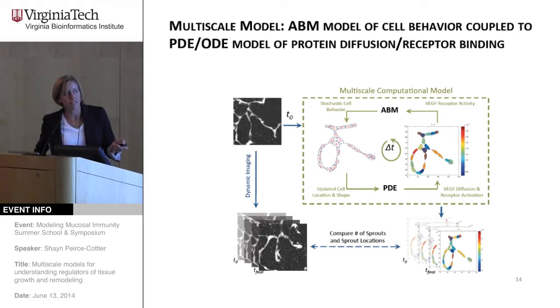We're predicting the same sort of events in the model, and then there's a nice way to do validation by comparing analogous outputs, which in our case, the ones I'm going to focus on today, are the number of sprouts that form over a 4-hour period, and also the location. So how many sprouts form, and where are they in the network? Which of those endothelial cells get triggered to go out and do the thing of forming a new blood vessel?